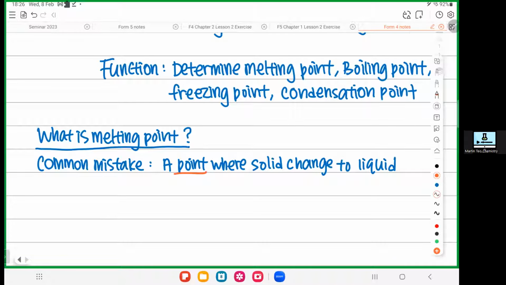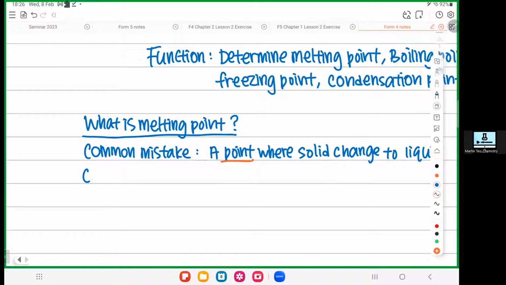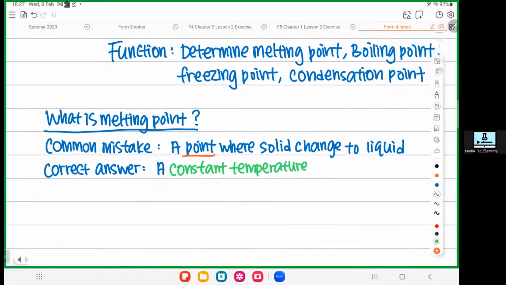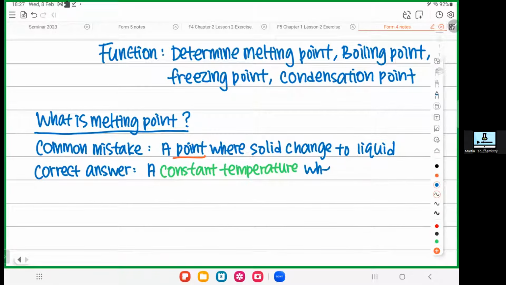So melting point should be what? So what is the correct answer? Okay, so melting point is a, learn this word now, guys. Constant temperature, where solid change to liquid. That's it. So just change the keyword, then you will get the answer.